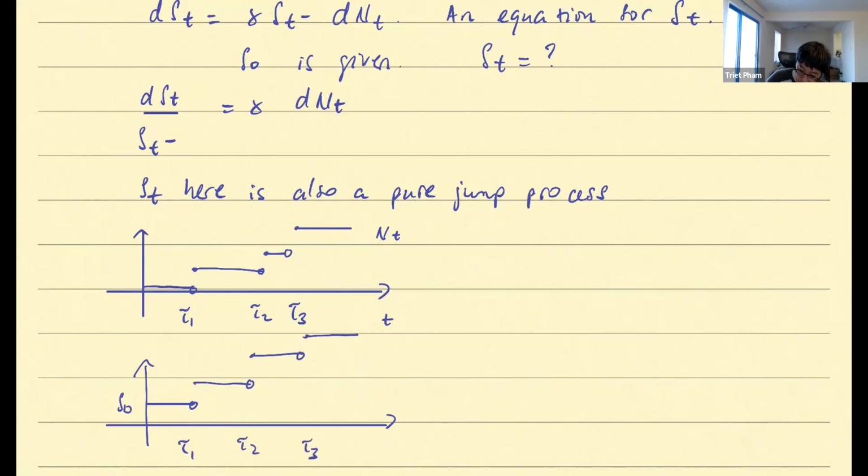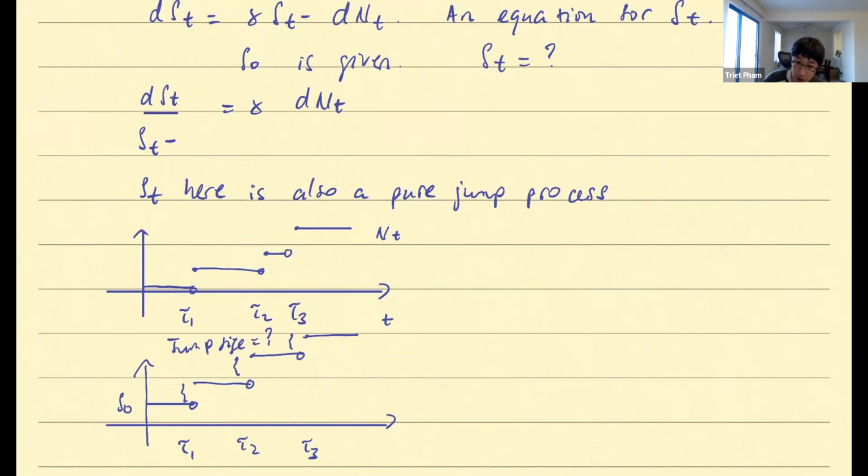So in other words, if the stock model is like this, my stock will be pure jump. It will jump exactly at the same point as the Poisson. The difference though is the jump size. Okay, how much are these jump sizes? What are the jump sizes? How do we decide this?